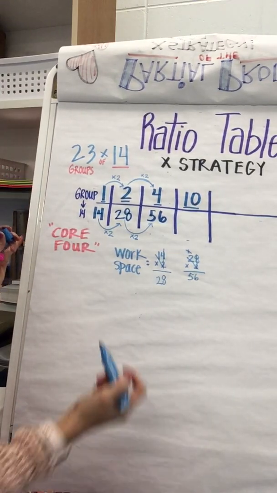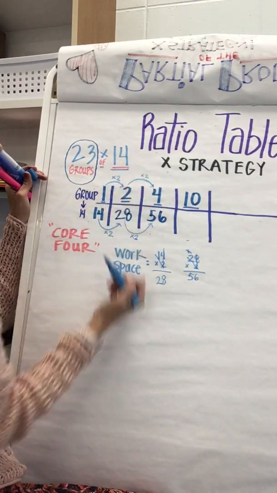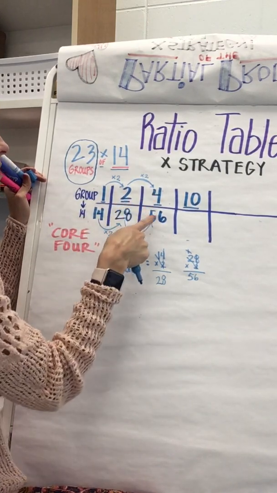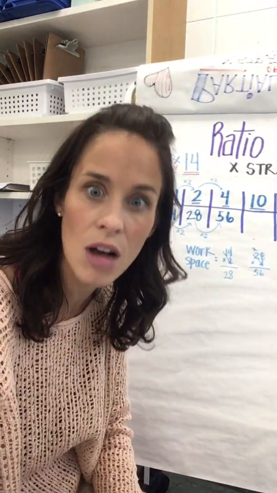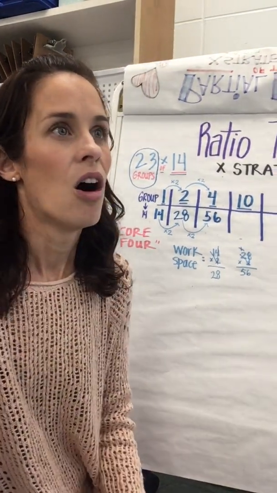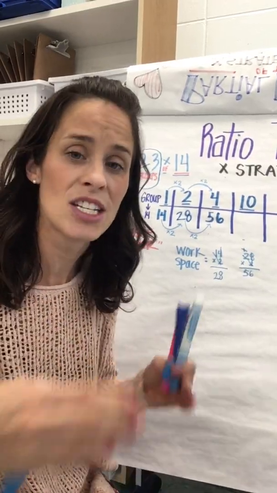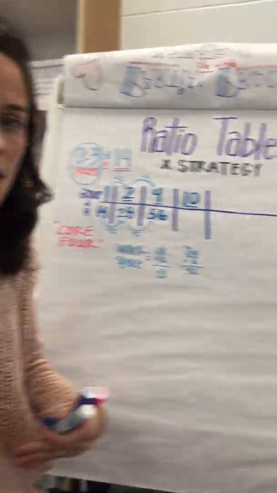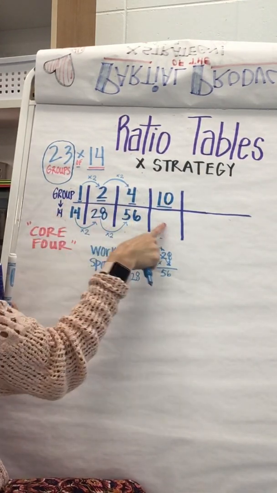Okay, so let's review. We need 23 groups of this number. So far, one group is 14, two groups is 28, four groups is 56. You might be thinking right now, oh my gosh, this is slow. Once you get these core four, I promise it goes a lot quicker. Are there quicker strategies? Yeah, like the standard algorithm is quicker, but this is a different approach, and it helps you see. When I think of ratio tables, I think of building. You're slowly building. Now I want to see how many 10 groups of 14 gets me.